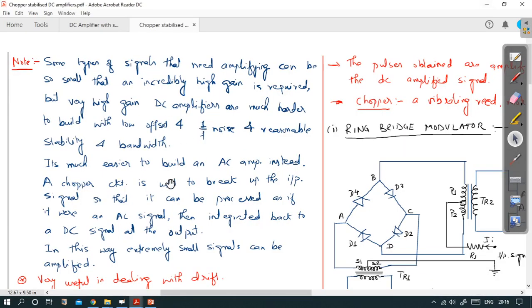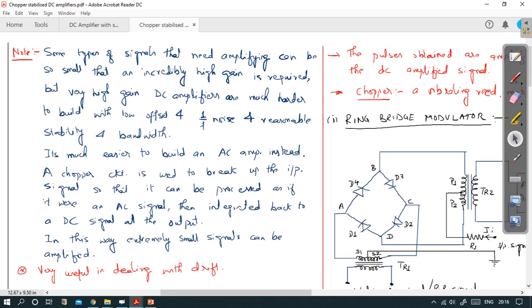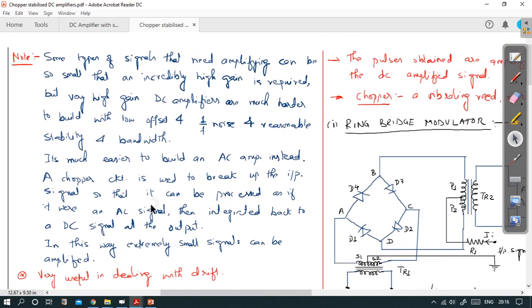Okay, and we know about the circuit which is used to convert AC into DC. Recall from basic electronics that it is nothing but a rectifier circuit. So rectifiers are used for converting AC into DC, and a chopper circuit will be used for converting DC into AC. This particular circuit is very useful in dealing with drift.